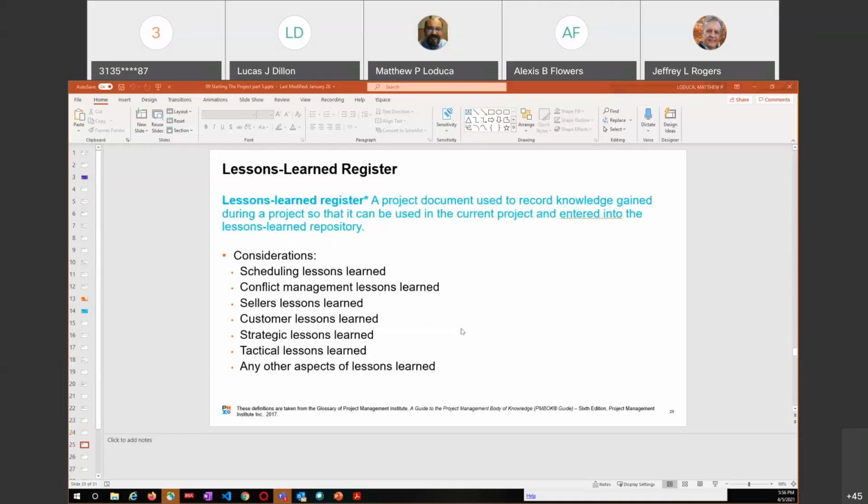Okay, lessons learned register. A project document used to record knowledge gained during a project so that it can be used in the current project and entered in the lessons learned repository. Not just so that it can be used in the current project, but hopefully that you can use it in other things too.